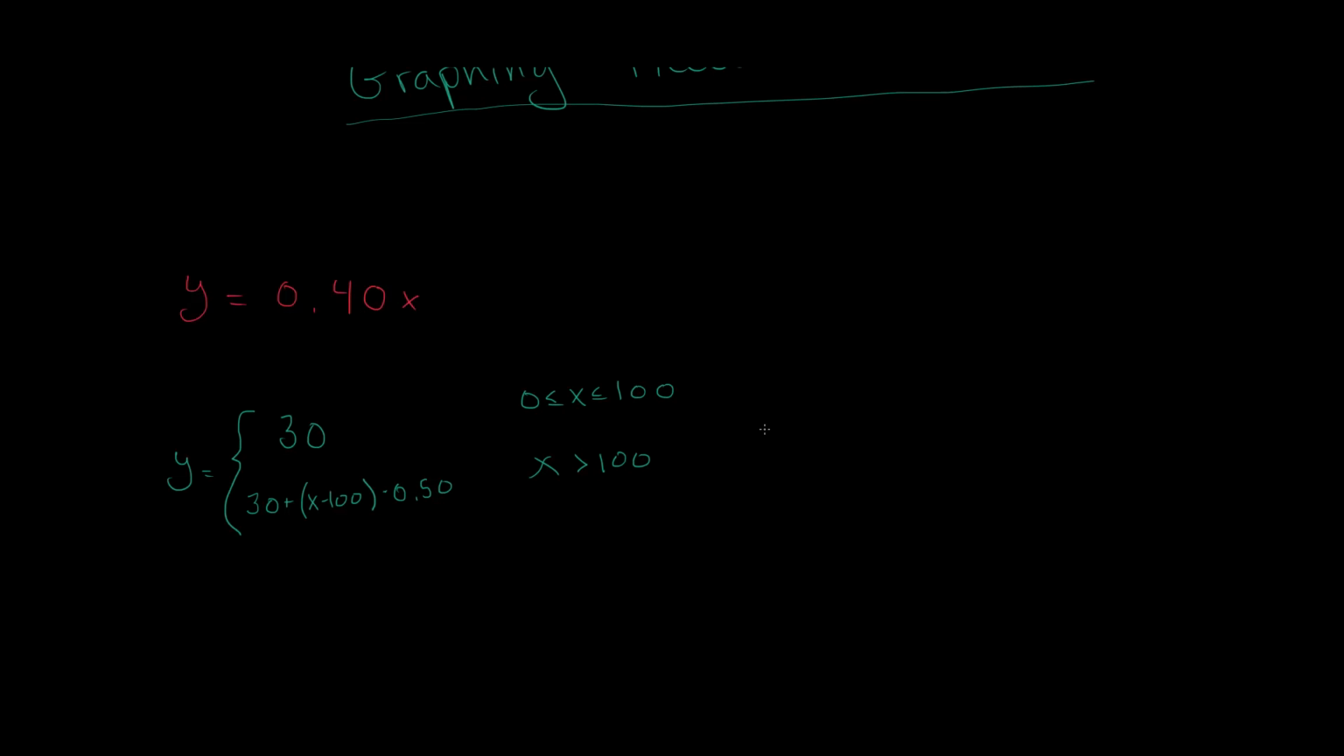The second phone plan, on the other hand, has a flat fee of $30 and every minute above 100 minutes is charged 50 cents. So if we're below 100 minutes, we're only charged $30. That's the first part of this piecewise function. And then every minute above 100 minutes is charged 50 cents. So we have 30 plus quantity x minus 100 times 0.50.